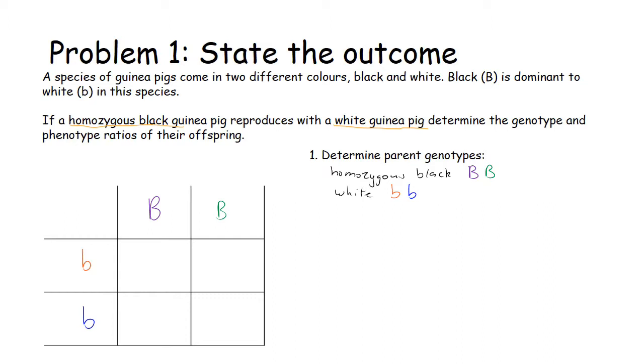So if we start from the purple B, that is at the top of a column, so all squares in that column are going to have that capital B. Same thing with the green capital B. Everything in that second column is going to have a capital B in it. Now let's go with the rows.